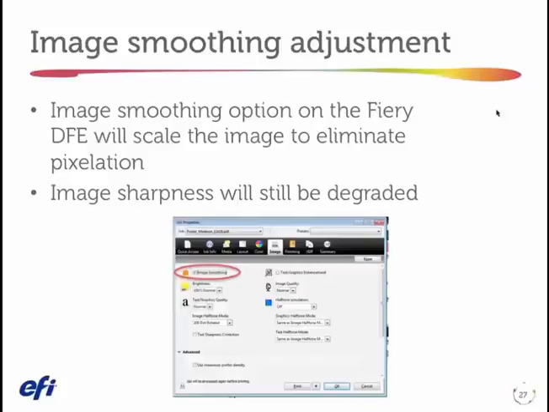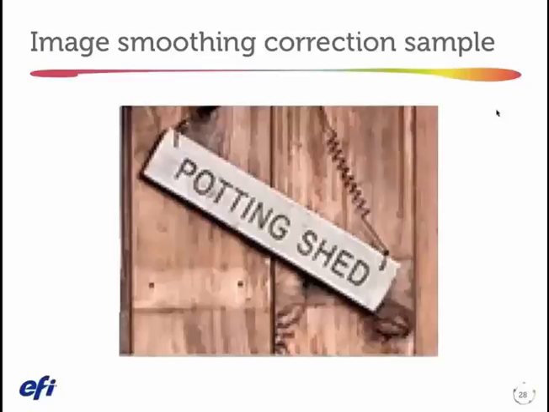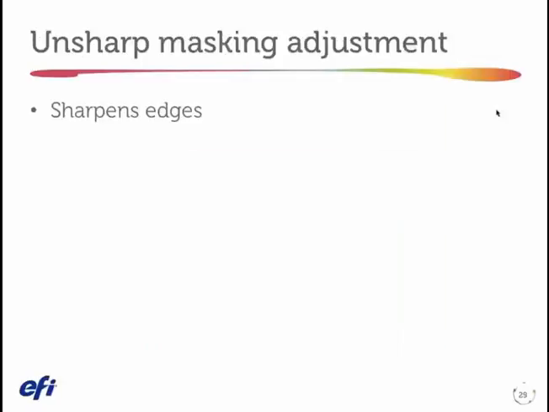So I see this here. I can enable image smoothing in the job properties. And I can take an image that looked like this, and I've zoomed in quite a bit for you to see it, and convert this image so that it looks like this. Still doesn't look great. It's not sharp, but it's no longer pixelated. And if it's a small object in a picture, such as this is, it's probably not going to bother the print buyer as much as pixelation.